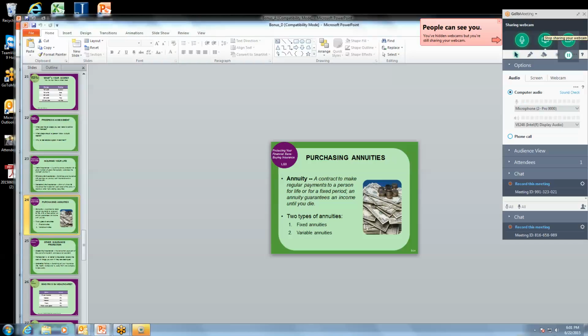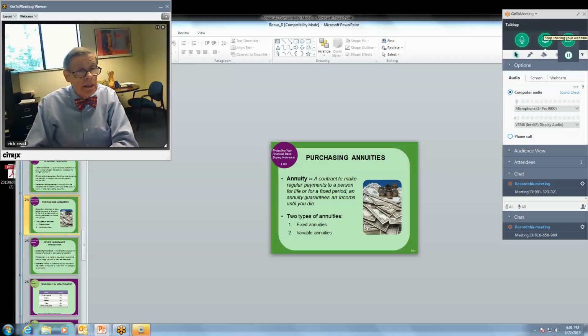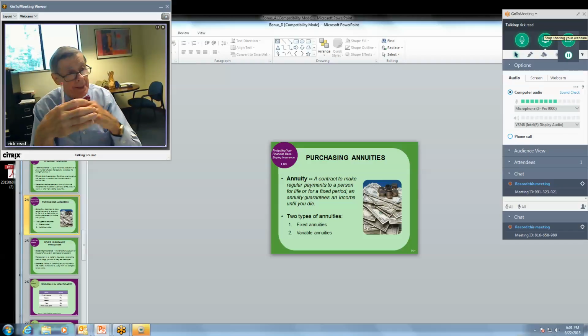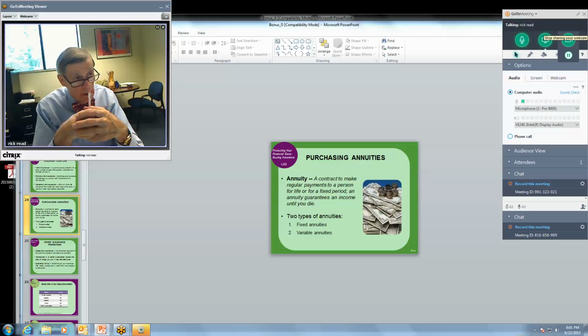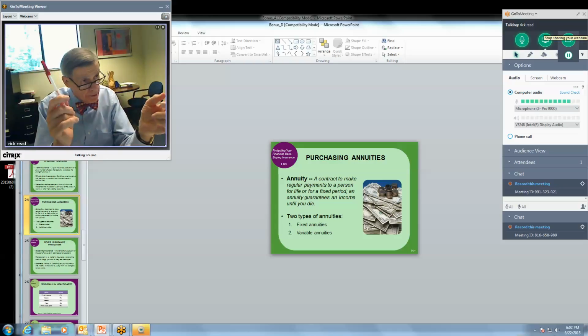An annuity is a contract that you normally have with an insurance company, and they're going to pay you a certain amount of money over a certain period of time. And notice it says guarantees. Two kinds of annuities, fixed and variable. Again, when you come to the variable, make sure that you understand the contract before you sign it.